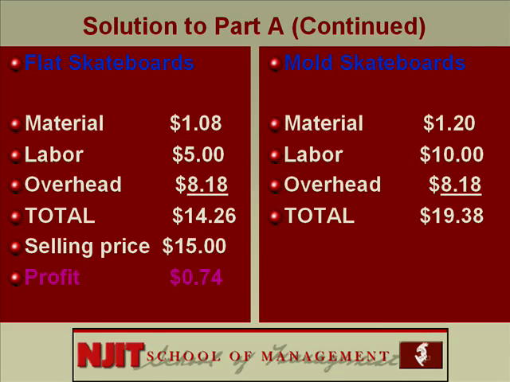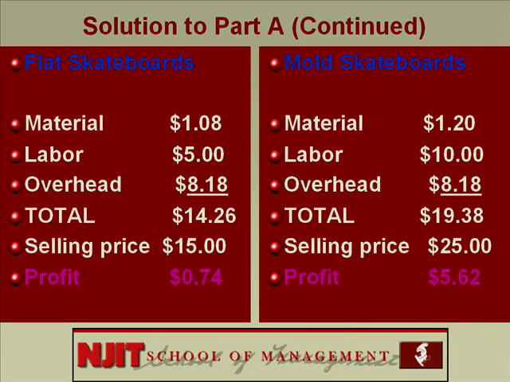For mold, it is material $1.20 per unit, labor $10 per skateboard, overhead, we just computed it, $8.18. So the total cost of a mold skateboard is $19.38. The selling price is $25. So the profit is $5.62. Now, what's your conclusion?